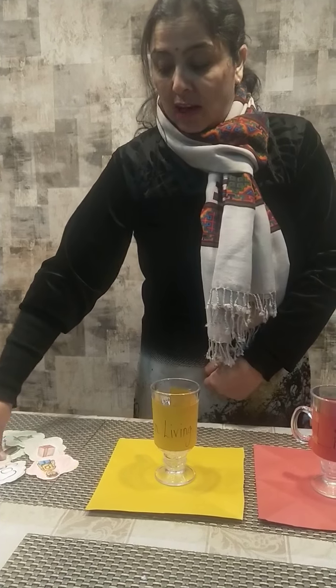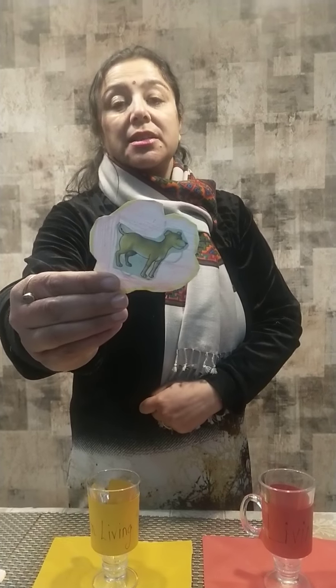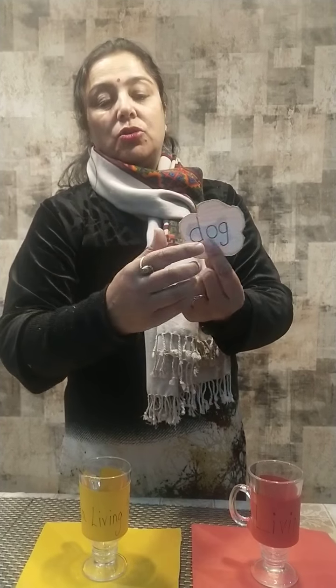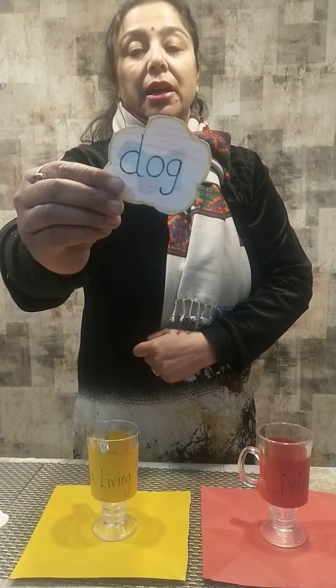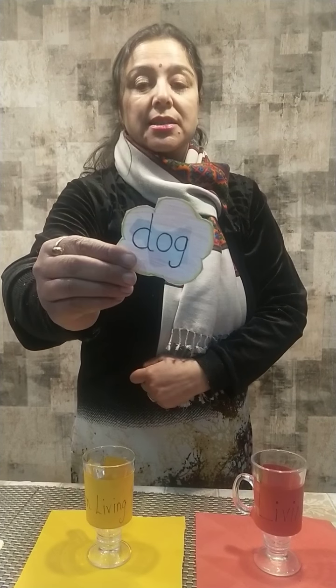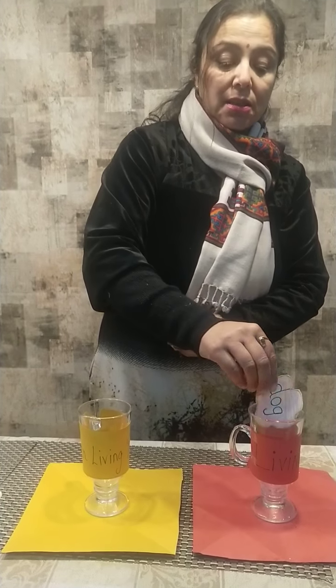Now see this flashcard. Which picture is this? This is dog. Spell out D-O-G, dog. Now you will tell me in which jar or in which glass I am going to put this flashcard. Dog is living or non-living? Dog is living. So I am going to put this flashcard in this glass.